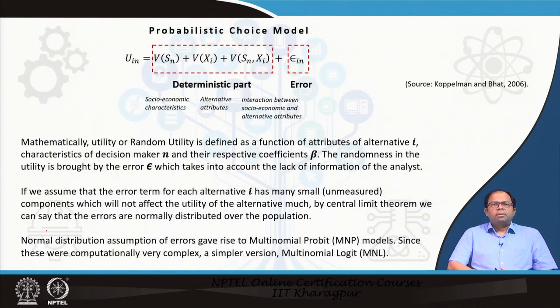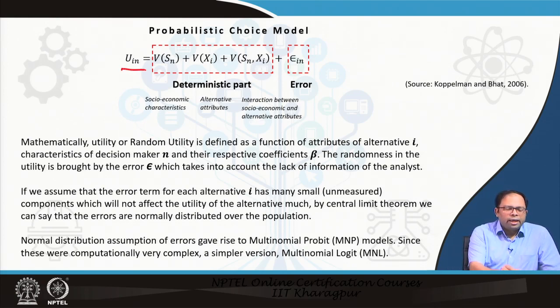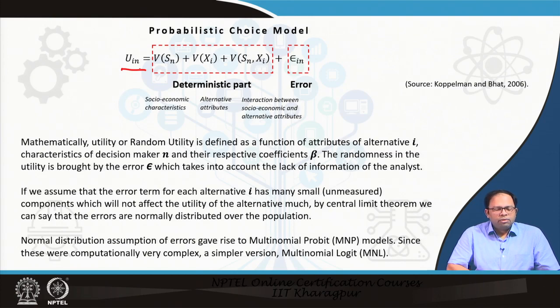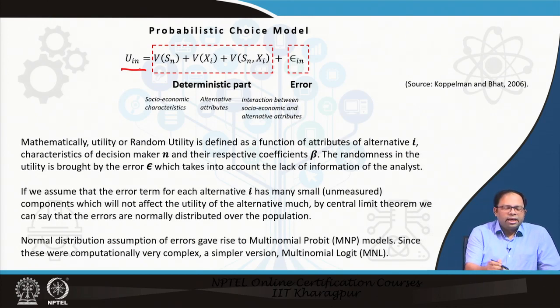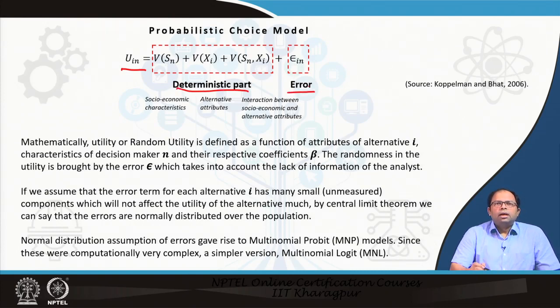So, this is a recap, a sort of a reminder of the previous lectures that we have already done. In a probabilistic choice model, you see U_in is the utility of a particular individual for a particular mode, and it is composed of two parts. One is the deterministic part, another part is the error part. And as you understand, the error is the randomness in the utility, or things which are not known by the analyst. These take care of everything else which is not included in the model. And in the deterministic part, we have different attributes which influence mode choice.